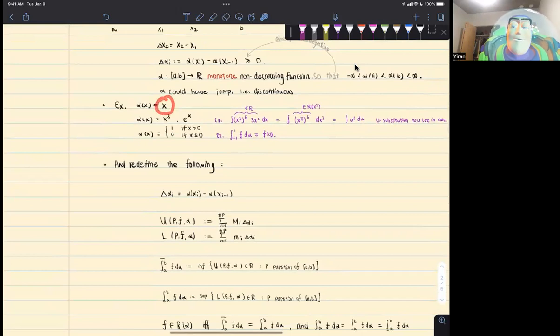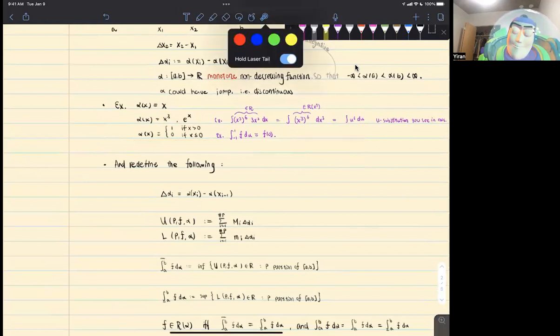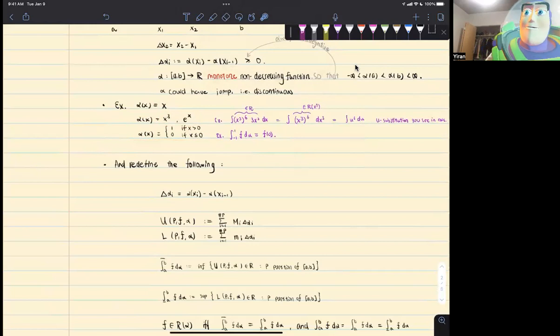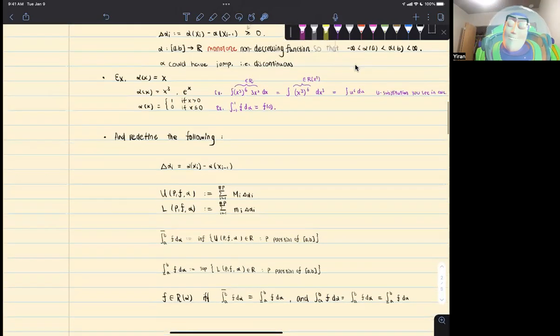So this is definitely a monotone, non-decreasing function. So are those okay? And then for this, for example, the function looks like a jump, right? It is equal to 0 if x is less than or equal to 0, and if x is larger than 0, it is equal to 1. So that is an example of such a function alpha.